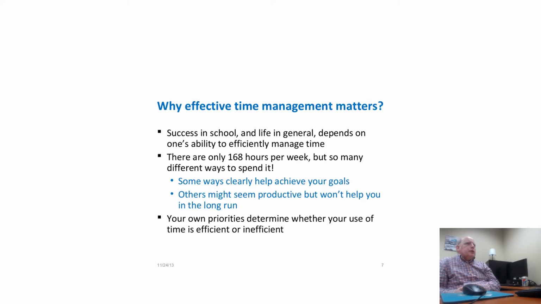Some ways clearly help achieve your goals, and others may seem productive, but don't help you in the long run. So your own priorities determine whether your use of time is efficient or inefficient. There's no other way to measure it but by your own priorities. Like, what do you consider to be important? Which goals are more important than others? That sort of thing.